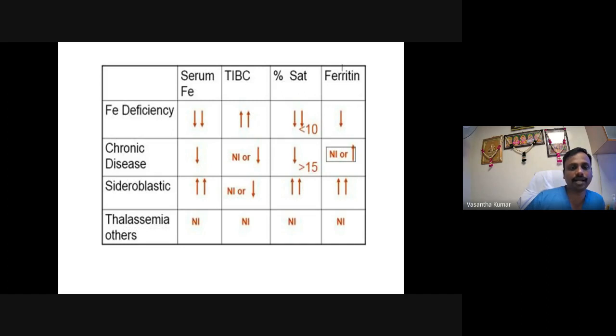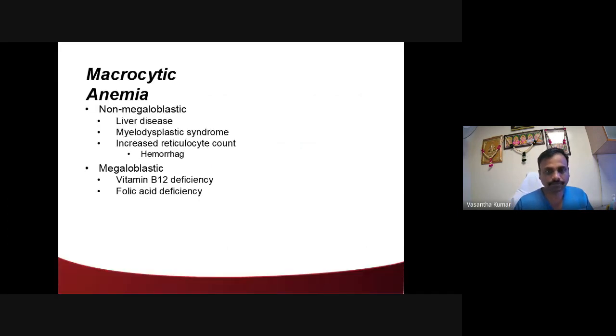In anemia of chronic disease, iron will be less, and since the ferritin, the stored form of iron, is more inside the liver and the spleen, the TIBC will be less. In thalassemia, everything will be normal. The patient should undergo an electrophoresis study.